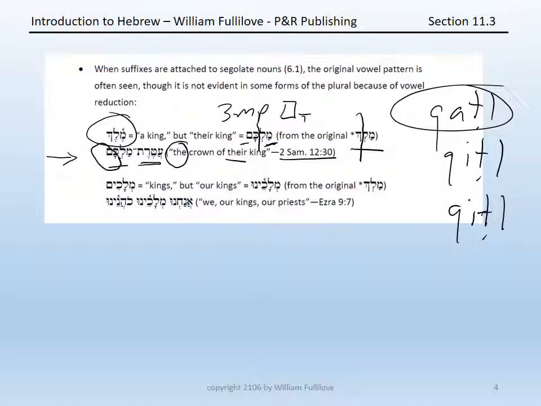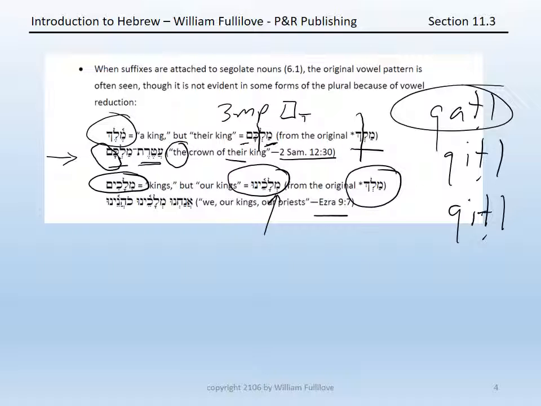In the case of melakim, kings, however, the original form will not be seen because the addition of the suffix does not change the syllable structure. If we add, for instance, enu, we have malkenu, and you still have vowel reduction to create the vocal schwa under the mem. In other words, though this is still a katal form, it isn't seen in the text because you simply have a vocal schwa.